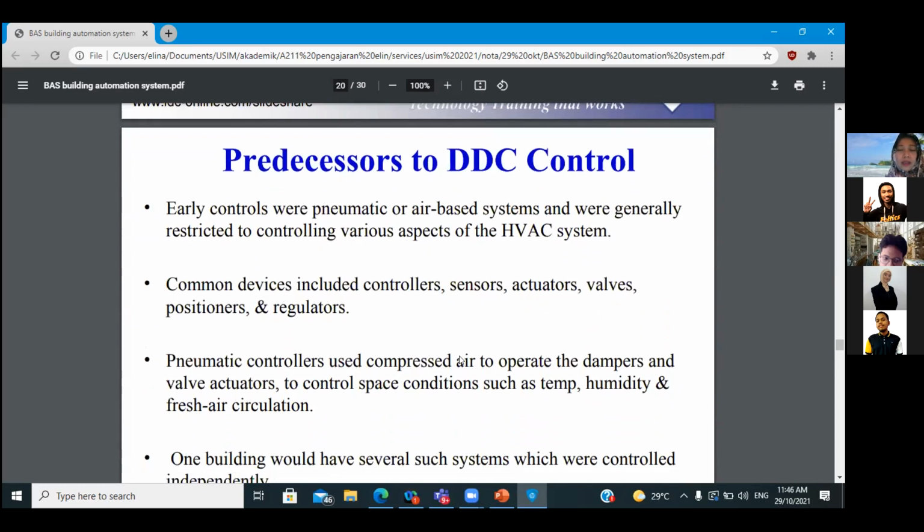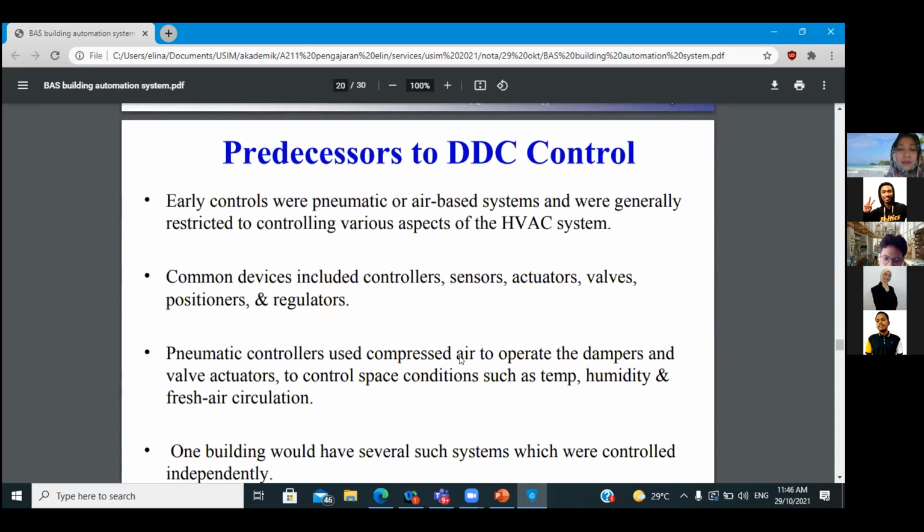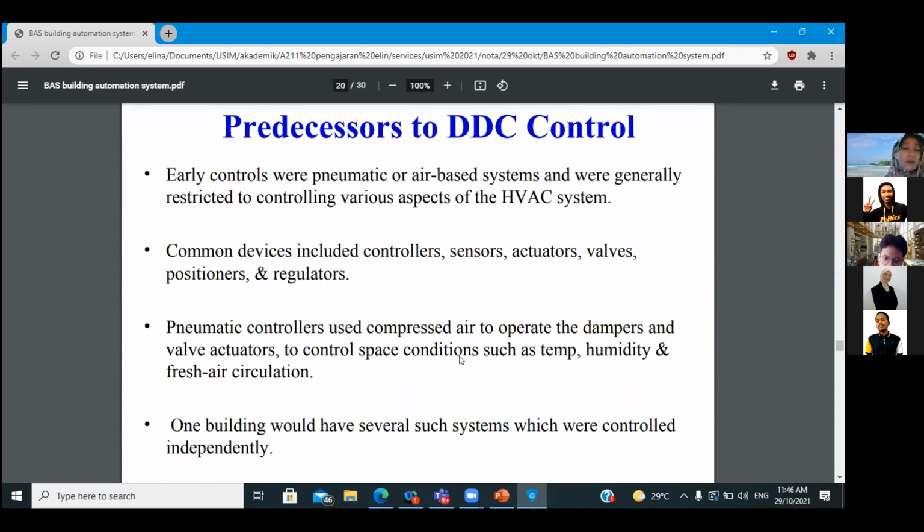So what is a DDC control? It is generally related to HVAC systems. Common devices include controllers, sensors, actuators, valves, positioners, and regulators. This is very important. Now, when Madam L is leading the research grant, it is not solely on architecture. I combine with the engineers. Now I know a few words here: controller, sensor, valves, positioners, and regulators. Without these, your system cannot work.